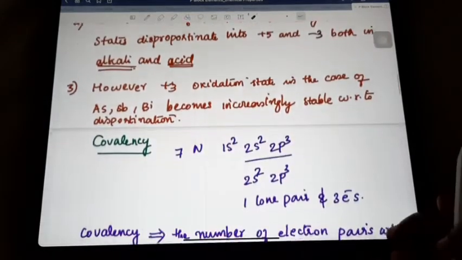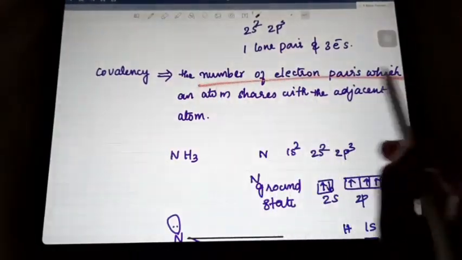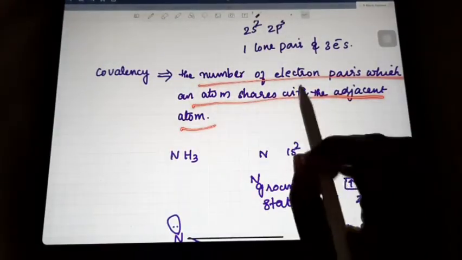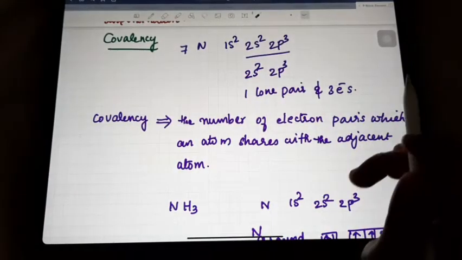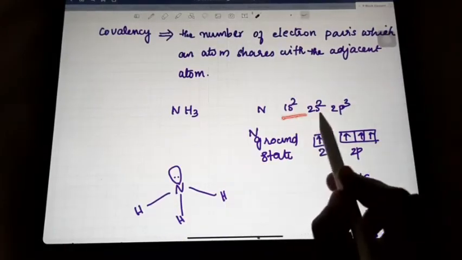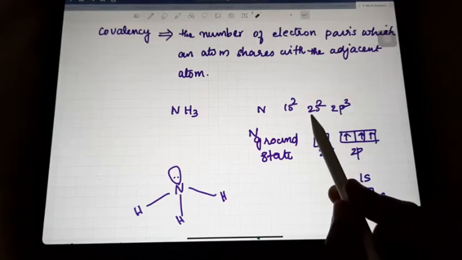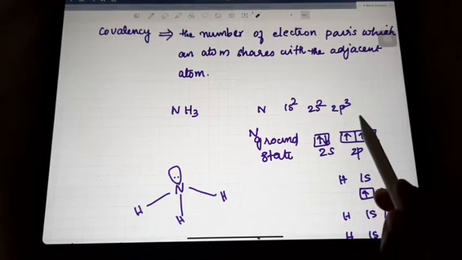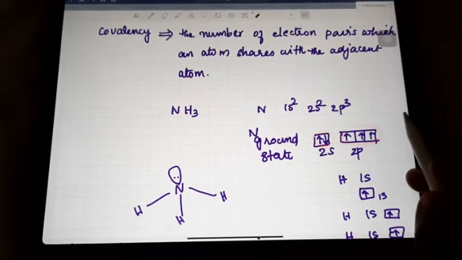Now we can discuss covalency. Covalency means the number of electron pairs which an atom shares with an adjacent atom. So how can we explain the covalency of nitrogen? In the case of nitrogen, as you know, 1s2, 2s2, 2p3 is the electronic configuration. This is the outermost electronic configuration. When you write the ground state electronic configuration of nitrogen, you will get 2s and 2p like this.